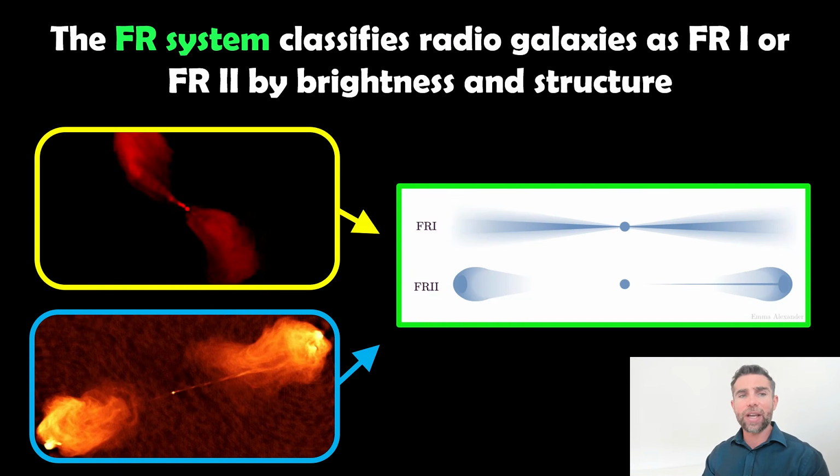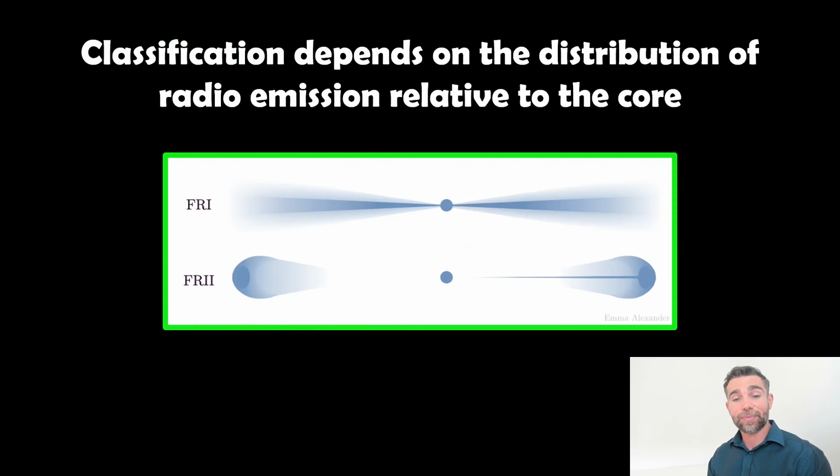So now we've got our radio loud galaxies. How are we going to classify those? Well, we can classify them using the FR system, and this will put them as FR1 or FR2, and it classifies them in terms of their brightness and their structure. So at the top there in the yellow box, that's an FR1, the bottom one is an FR2, and we'll explain what that brightness and structure is and how we actually get the different classifications really.